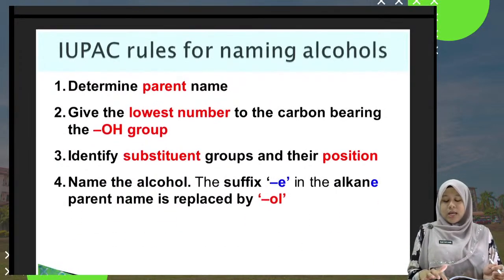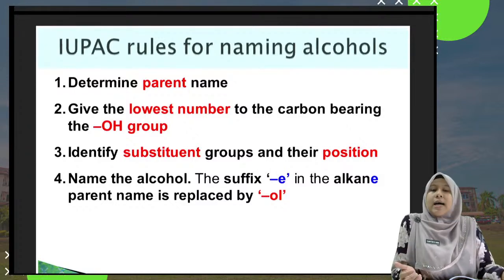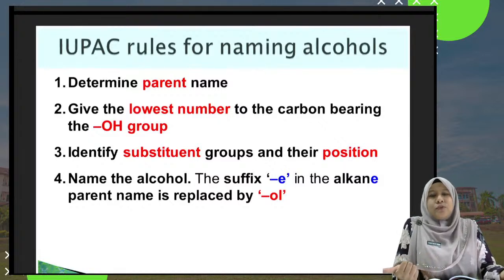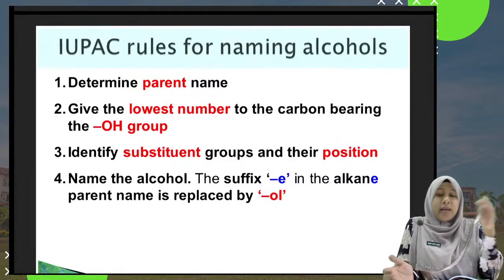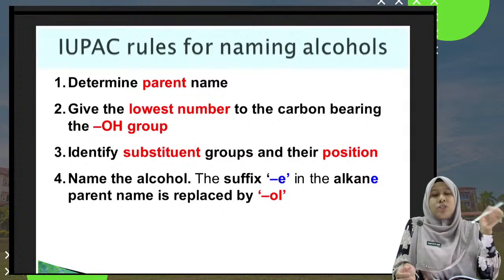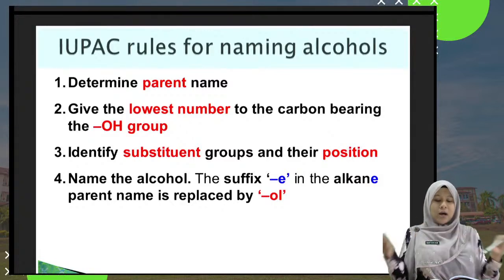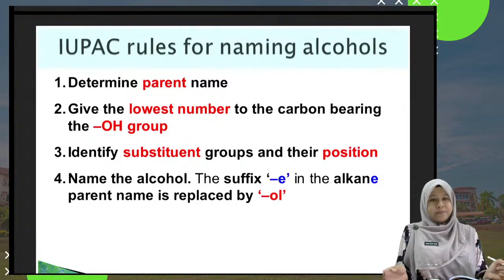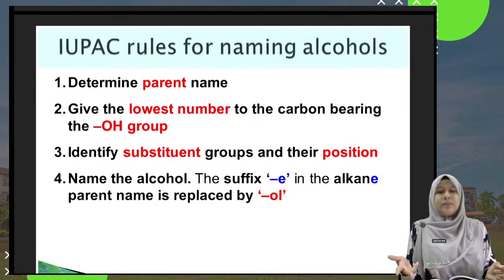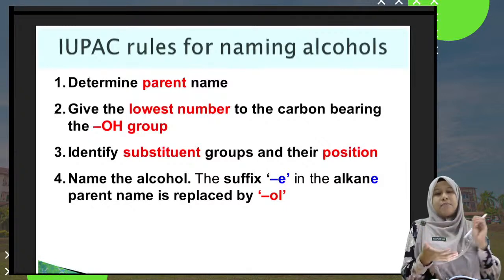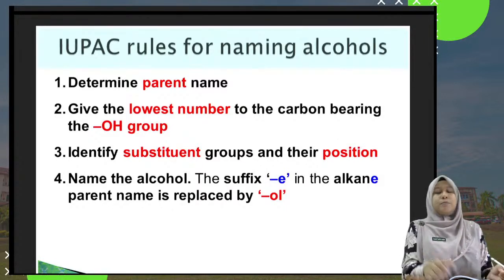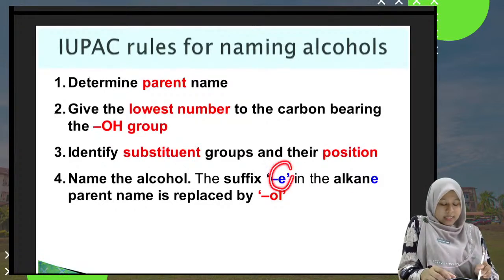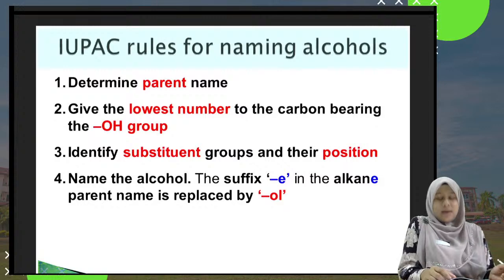These are the rules for naming alcohol based on IUPAC nomenclature. Like other organic compounds, the first thing is to determine the parent name. But in alcohol, we have the OH group, which is the functional group of alcohol. So we have to find the longest carbon chain that contains the OH group as the parent name. The second is to identify the substituent and locate it with the lowest possible number. And to name the alcohol, the suffix E in alkane is substituted with OL.